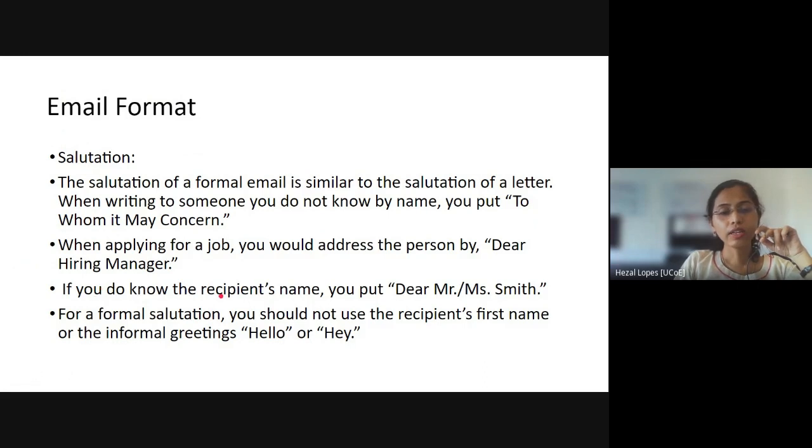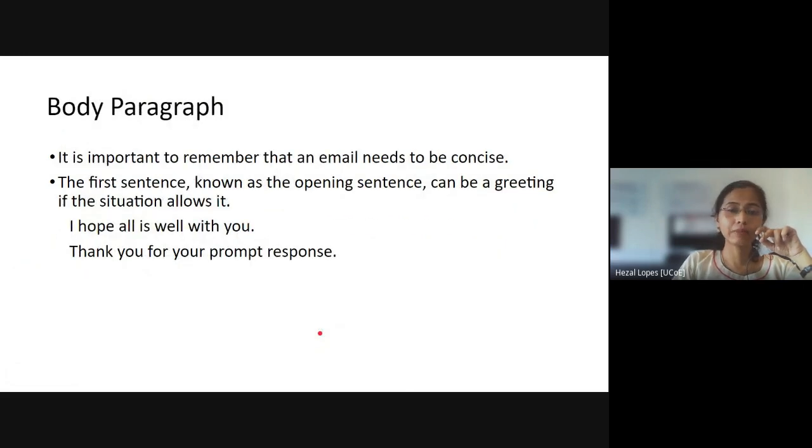If you do know the recipient's name, you put "Dear Mr." or "Mrs." and the name of that person. So here I have written Smith. For a formal salutation, you should not use the recipient's first name or informal greetings like "hello" or "hey." In professional mail, please don't write "hi" or "hello." You can write either "Respected" or "Dear."